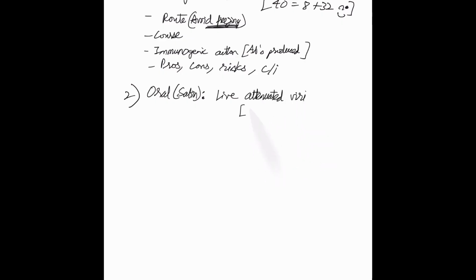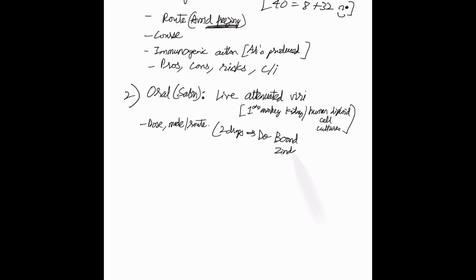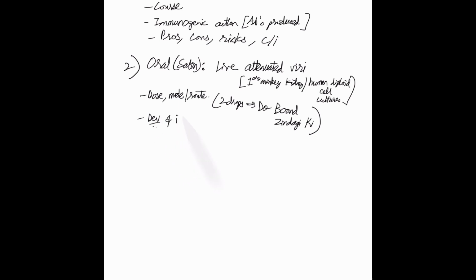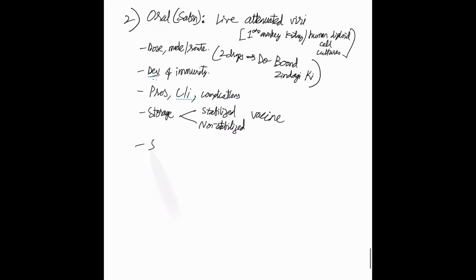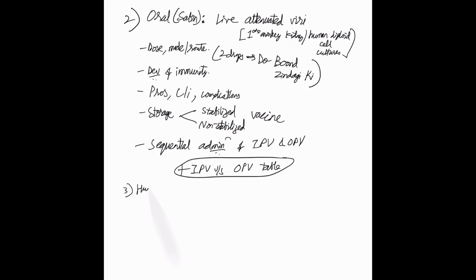Next, we move on to the oral vaccine, that is Sabin, live attenuated viral vaccine, using primary monkey kidney or human diploid cell cultures. You have to know the usual things for each vaccine, that is the dose, mode or route, development of immunity, pros, contraindications, complications, storage of stabilized and non-stabilized oral vaccines, and the sequential administration of IPV and OPV. There's an important table differentiating IPV versus OPV. The famous slogan for this is "Do Boond Zindagi Ki."